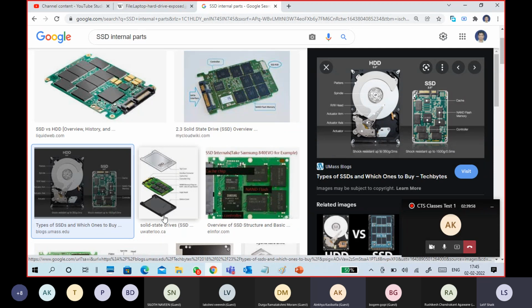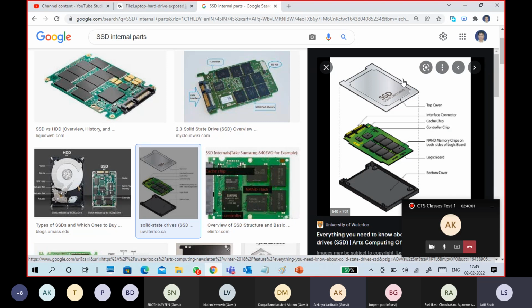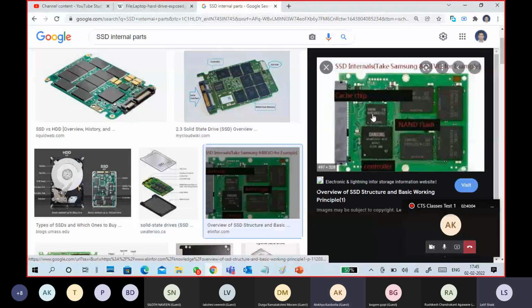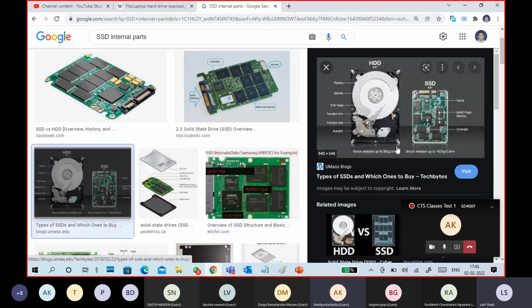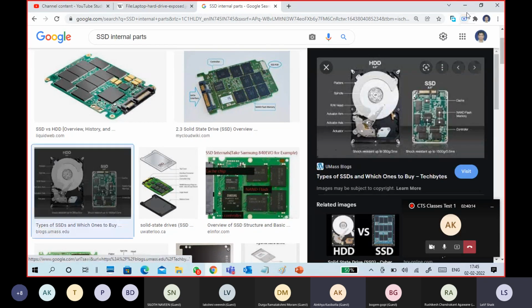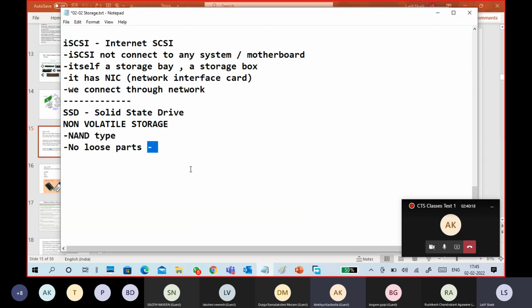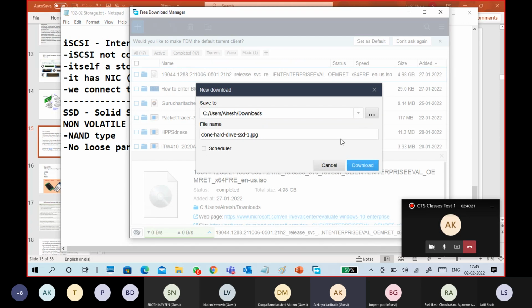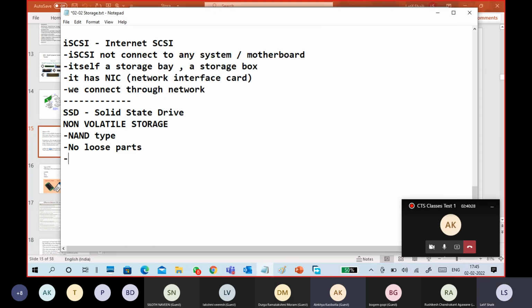How does it look? It is the same, only layers. If you see a hard disk, there is an outer shield, and internally it is just a circuit type of diagram. That is your hard disk and SSDs. There are no loose parts like in your hard disk. It is very lightweight, and the size is very small compared to a hard disk.